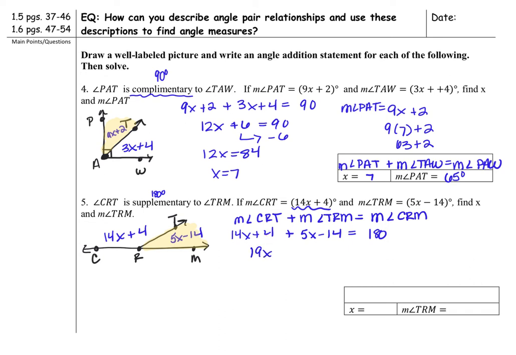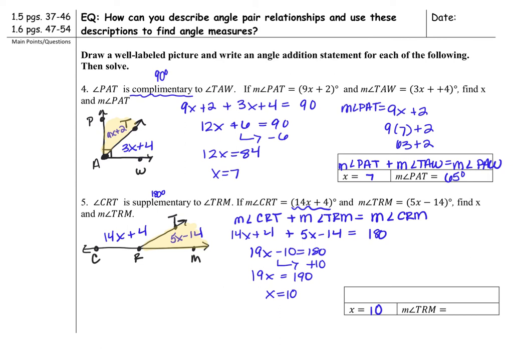And then 4 and negative 14, that's going to give me a negative 10. To solve for the x, we need to add the 10 over. So we get 19x equals 190. And then we divide by 19 on each side. We get x equals 10.